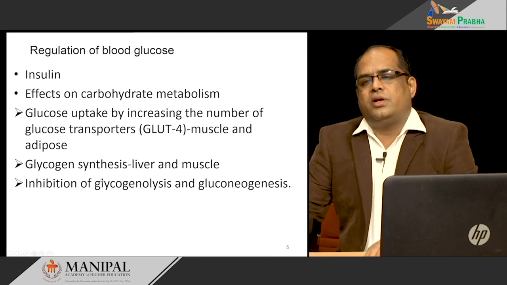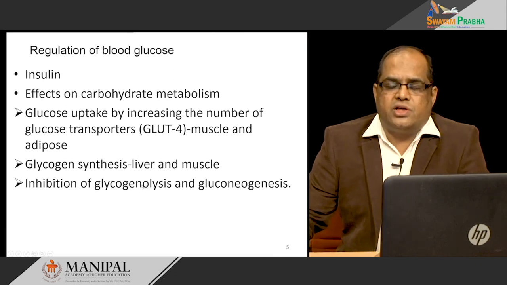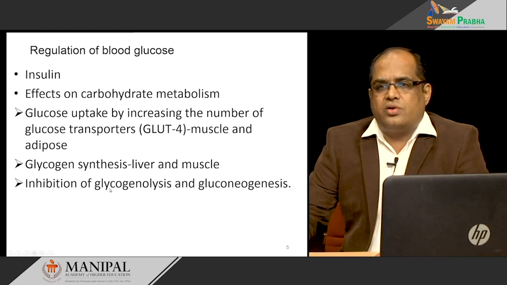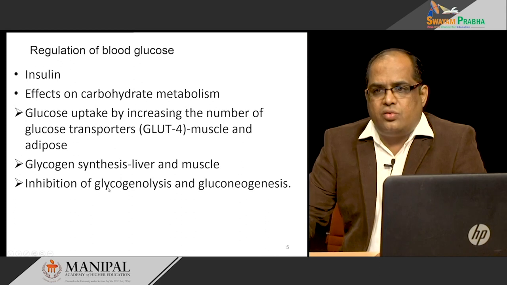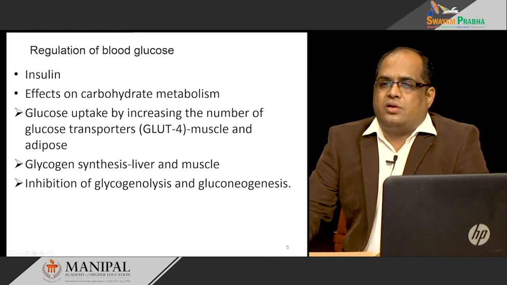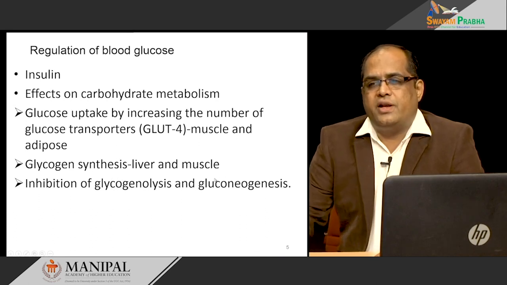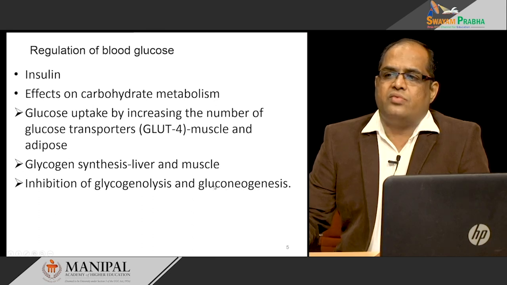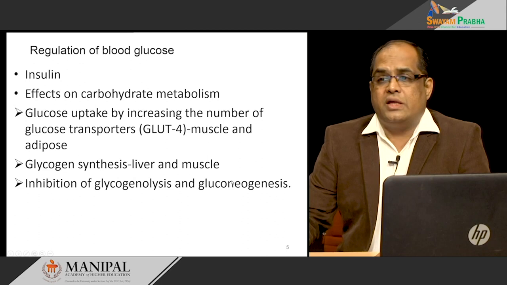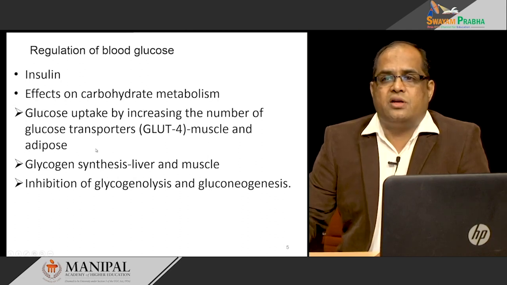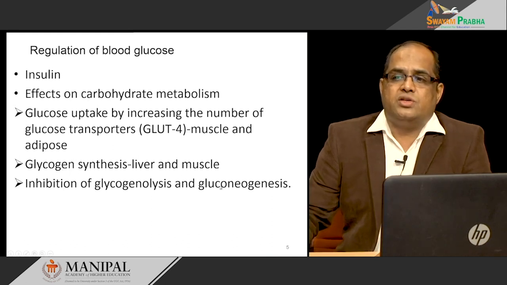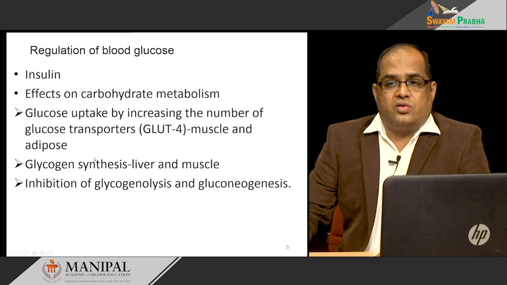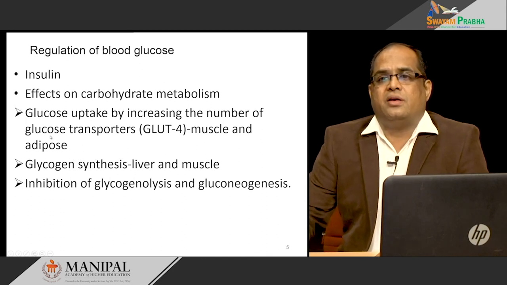Insulin also inhibits glycogenolysis. Glycogenolysis means breakdown of glycogen into glucose, and because there is already enough glucose in the blood and in the cell, there is no need to break the already stored glycogen. It also inhibits gluconeogenesis. What is gluconeogenesis? It is the synthesis of new glucose from non-carbohydrate sources. That's also not required because you are in a fed condition, and there is already enough glucose in the body. So these two glucose-producing pathways are inhibited, whereas glucose utilization pathways and storage pathways are activated by the insulin.